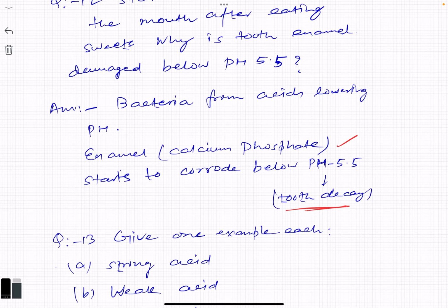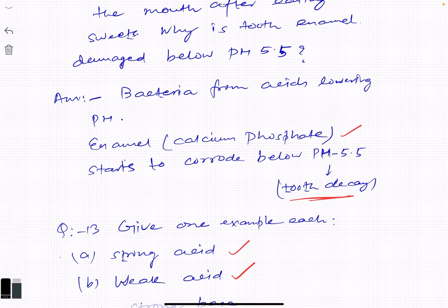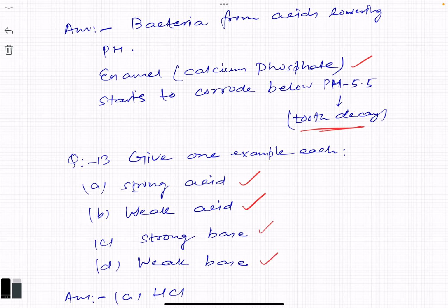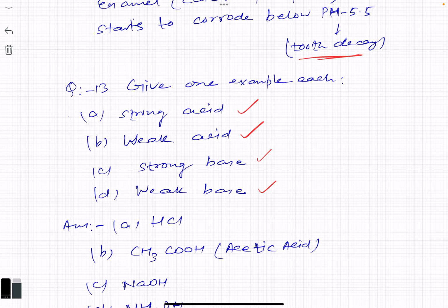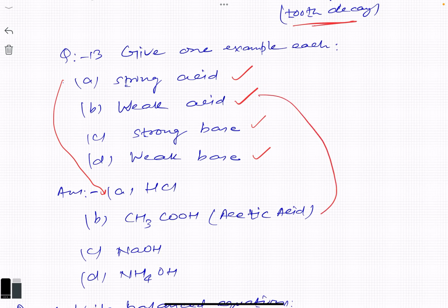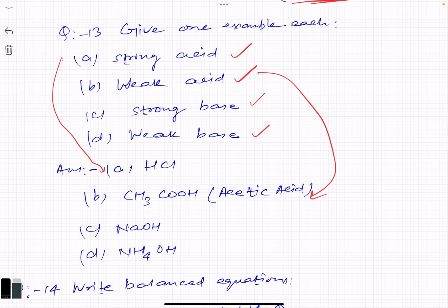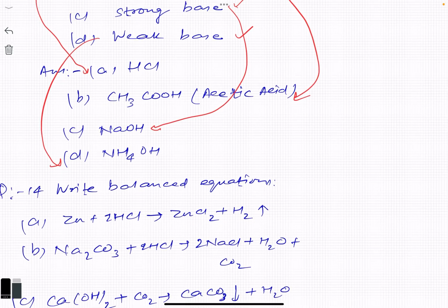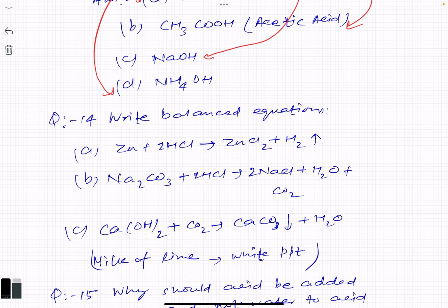Question number 13: give one example each of a strong acid, weak acid, strong base and weak base. A strong acid is HCl, a weak acid is CH3COOH, a strong base is NaOH and a weak base is NH4OH.